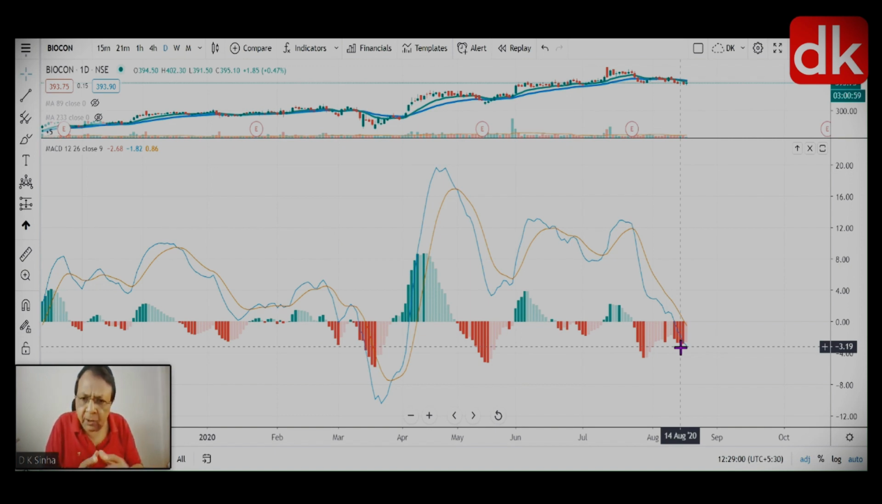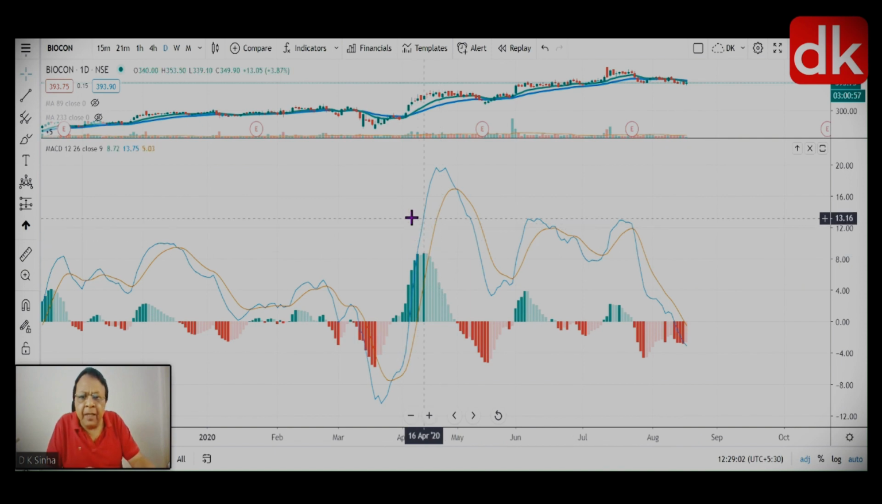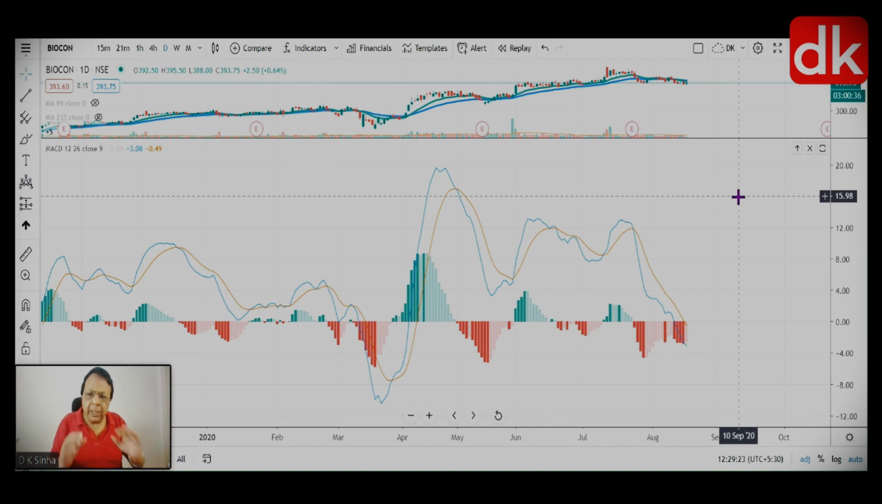Now, what is the histogram? If the gap between these two, MACD line and signal line, is wider, the histogram would be larger. If you see in this area, the MACD line is quite closer to signal line, so these histograms are smaller. So histogram indicates as to how signal line and MACD line are apart.